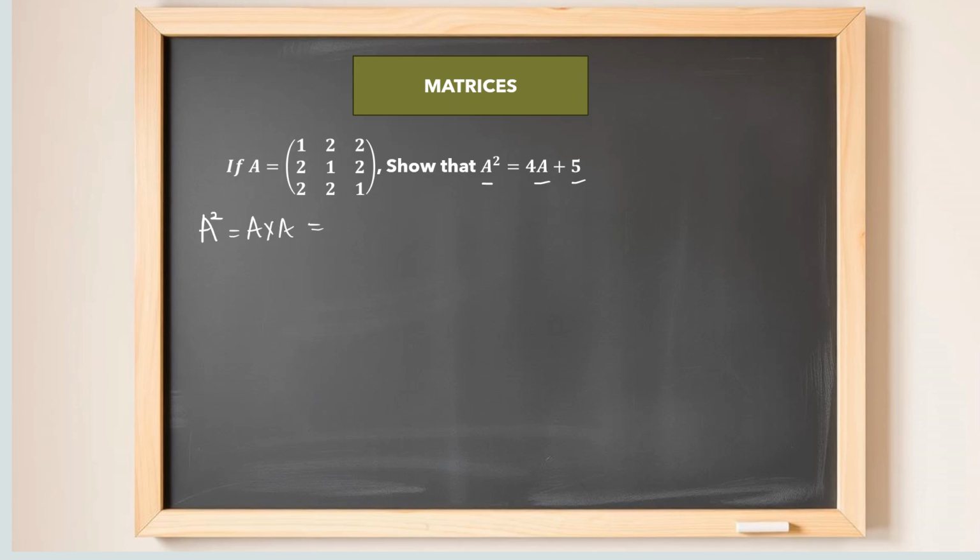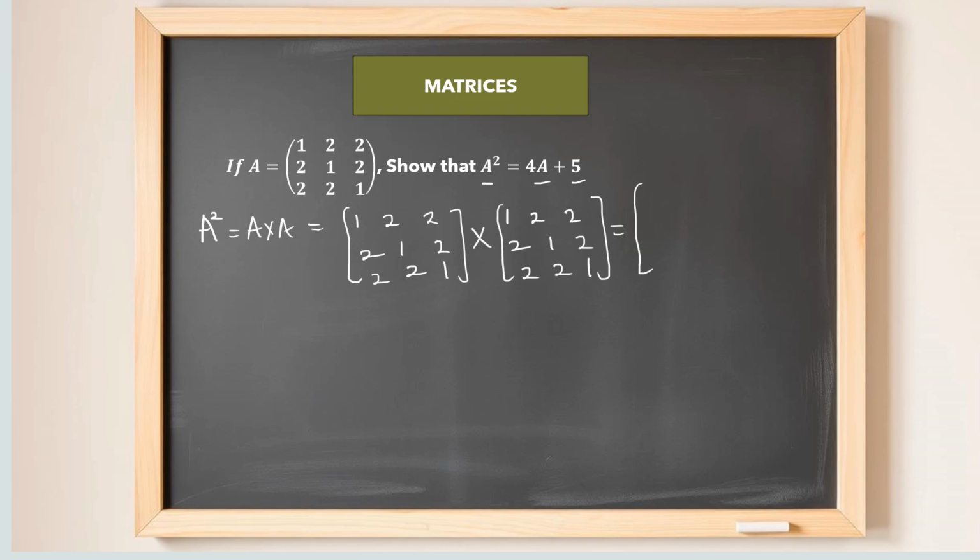That is, we want to multiply this matrix twice, and that is going to be 1, 2, 2, 2, 1, 2, 2, 2, 1. Multiplying itself means you repeat this, which is 1, 2, 2, 2, 1, 2, 2, 2, 1. Now, to multiply this, there's something we call row by column multiplication in matrix.